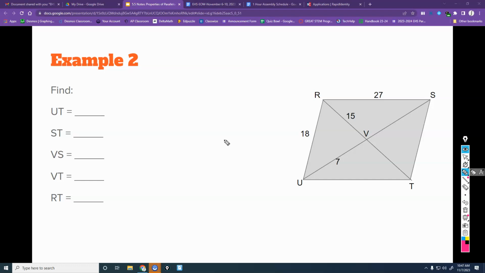Let's see. Katie up here, give me one. It doesn't matter which one. Yes, UT is 27. Okay? Passion says ST is 18. I agree. All right. VS is 7. This is definitely not drawn to scale. VT is 15. RT would be 30.